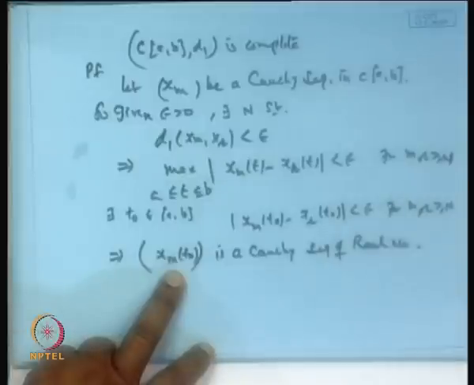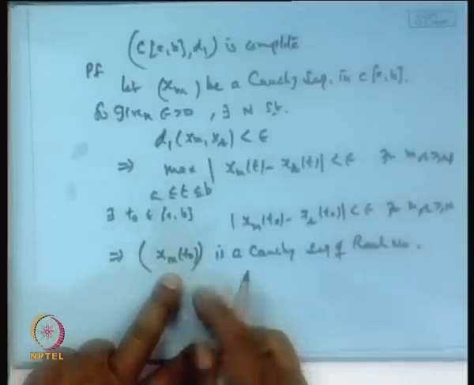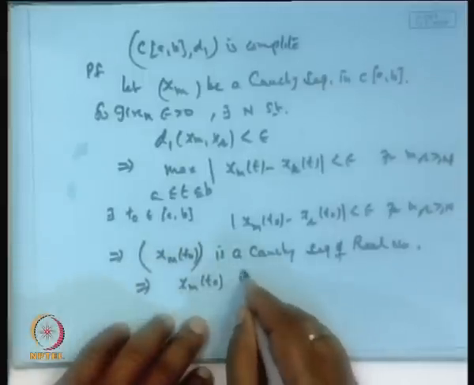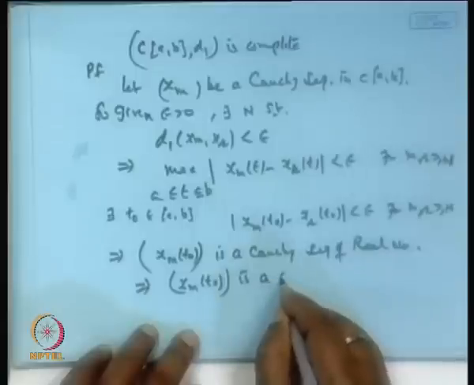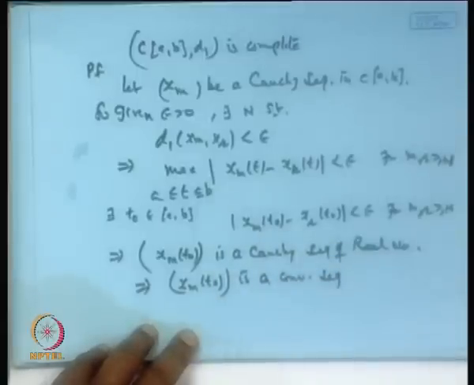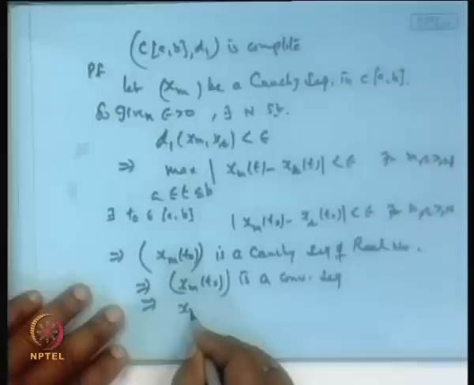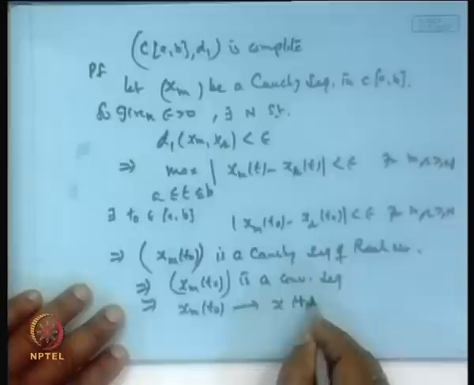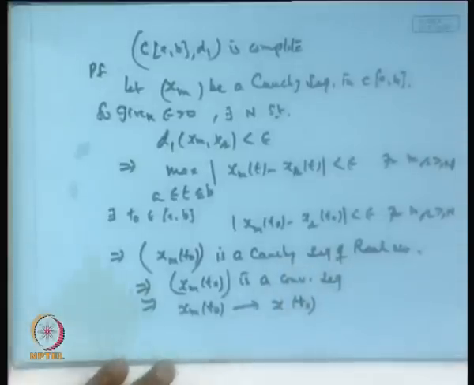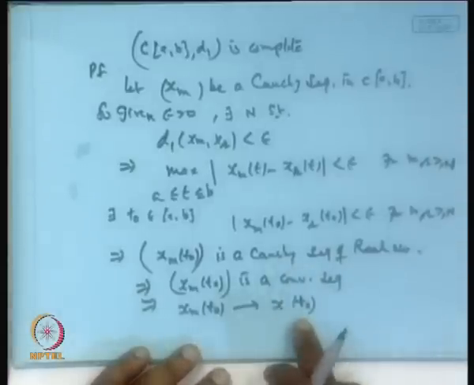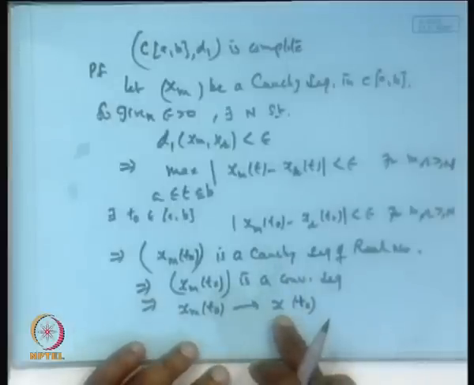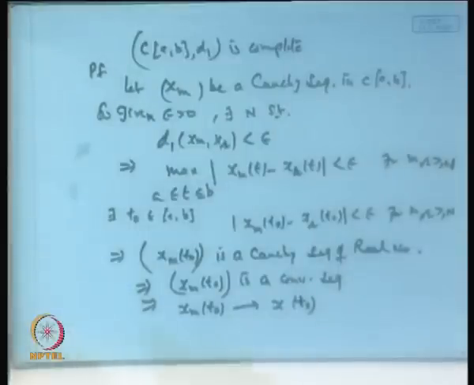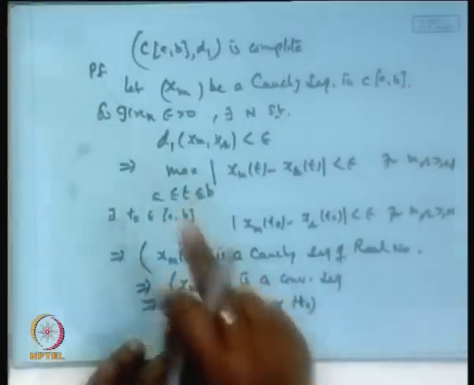Agreed? Once it is Cauchy, it must be convergent. So, x_m(t naught) is convergent, and it will converge to a point, say x(t naught). Now, whether this x is a continuous function or not: if it is continuous, it belongs to C[a,b]; if it is not continuous, it cannot belong to it. But we claim that this will be a continuous function.